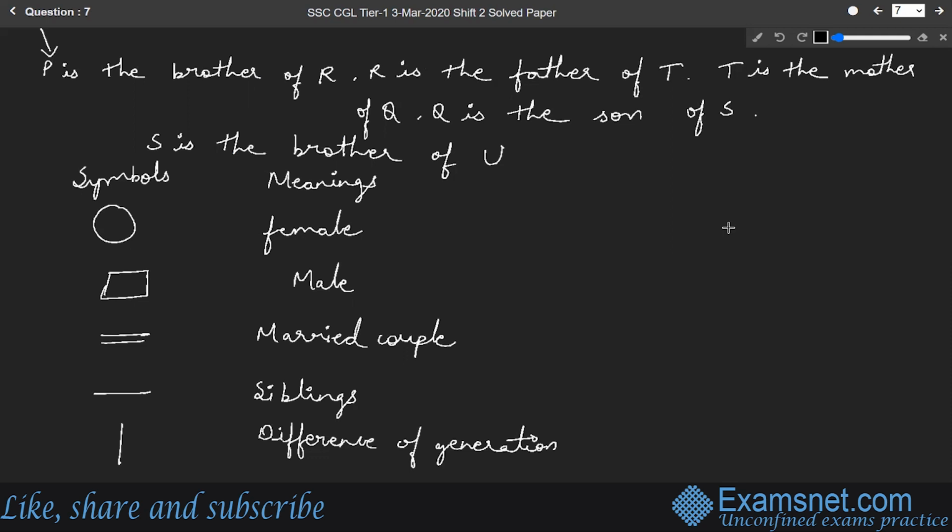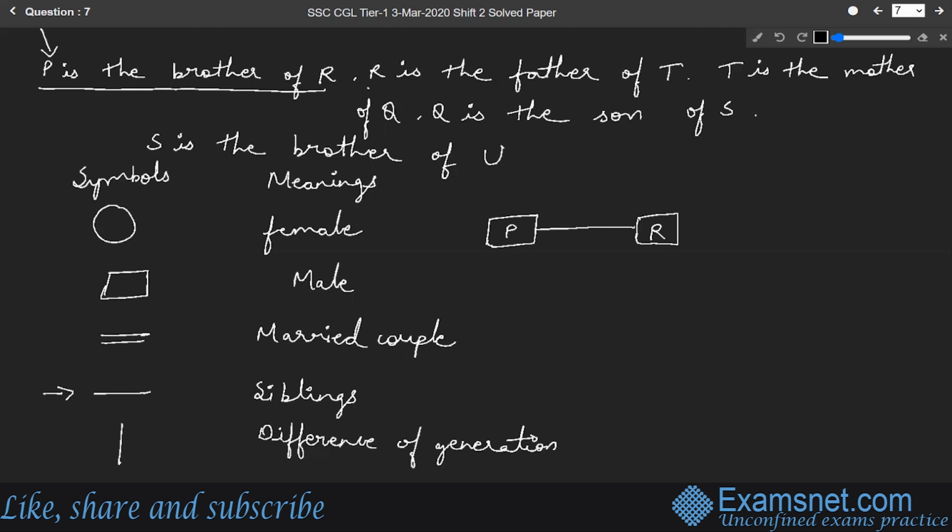So first sentence is P is the brother of R. It means that both are male. So both will be in the square. Firstly making P and R. Since P is the brother of R, it means they are siblings. For siblings we have to use this symbol. So they will be connected by this symbol.